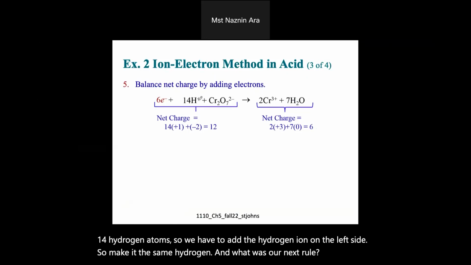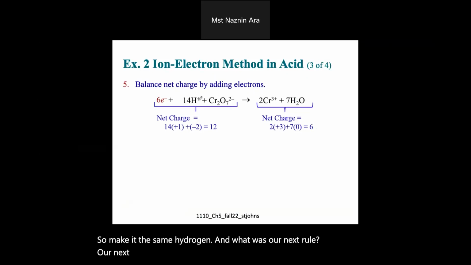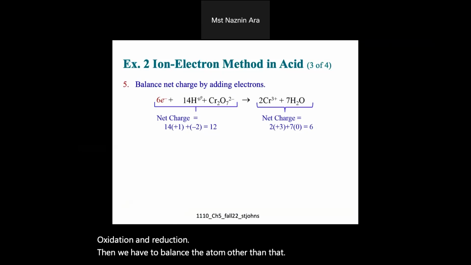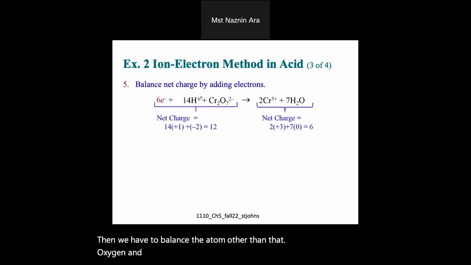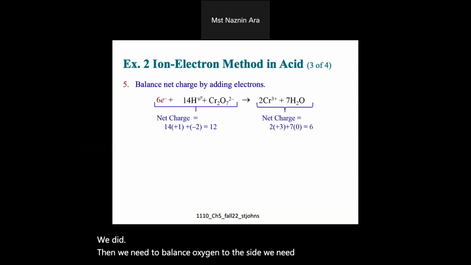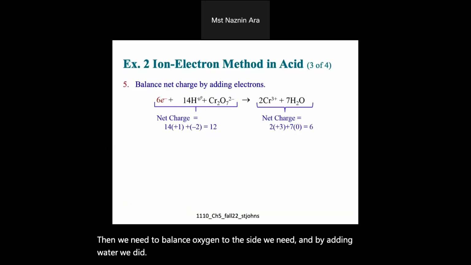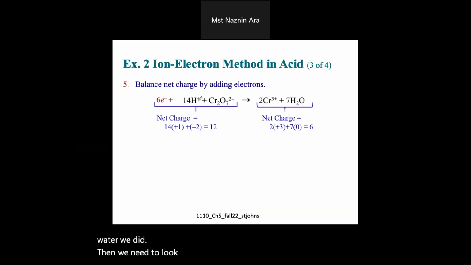Our next rule was, first I want to again repeat that first we need to write the half reaction for each of the oxidation and reduction. Then we have to balance the atom other than the oxygen or hydrogen. We did it. Then we need to balance the oxygen to the side we need, by adding water, we did. Then we need to look at every half reaction that we need.